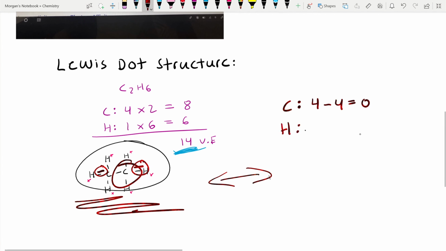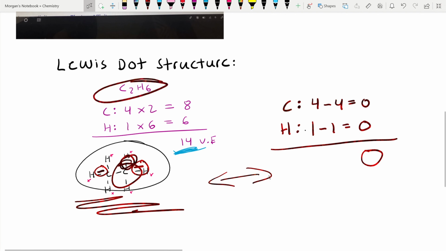And then the hydrogen starts off with just 1, and then it only forms the 1 bond per carbon-hydrogen bond. And we're going to take half of those electrons, so that leaves us with 1. It comes out to be 0. So the formal charge between both of them equals 0, which just makes sense because the formal charge of C2H6 is 0. And that's pretty much formal charges in a nutshell. And that is ethane in a nutshell.